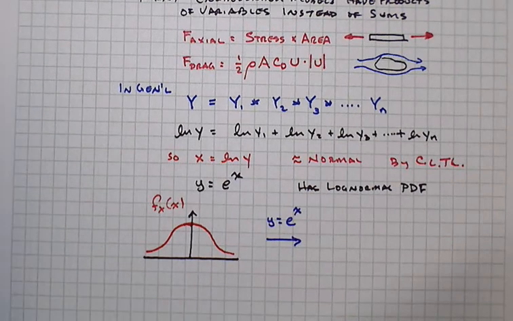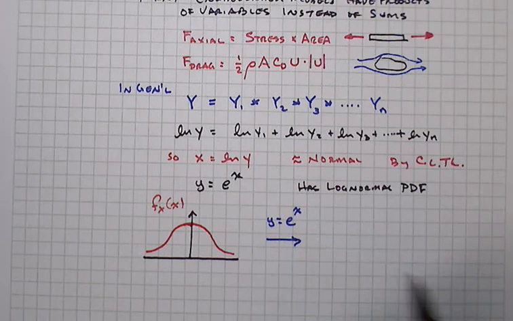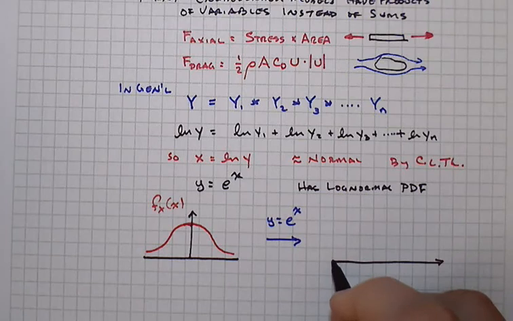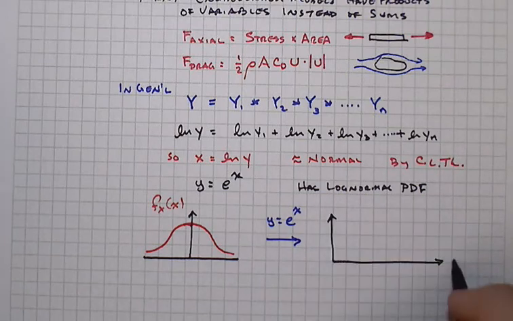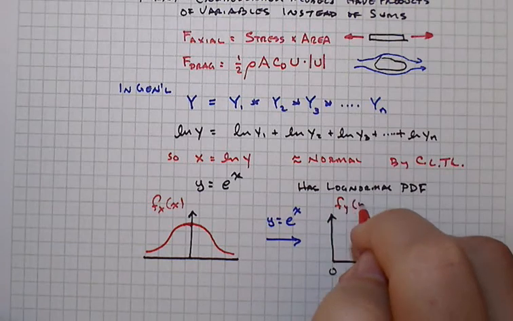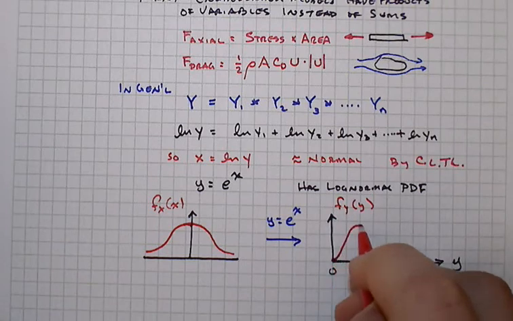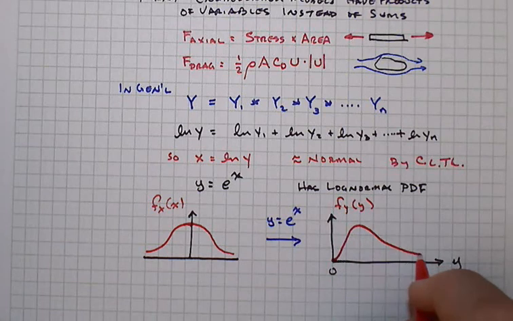And note that the first thing that's going to happen is that although x could range from minus infinity to infinity, because of this operation, y is going to be 0 or larger. And its distribution is not going to be symmetric. Rather, although starting off here at 0 and rising up to a peak, it's going to be a skewed kind of distribution.